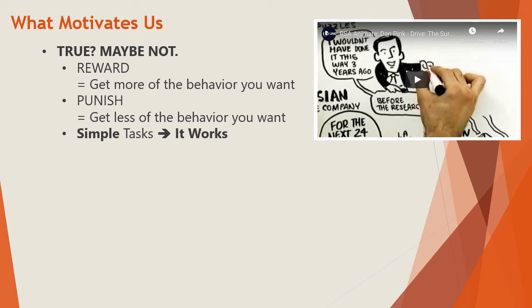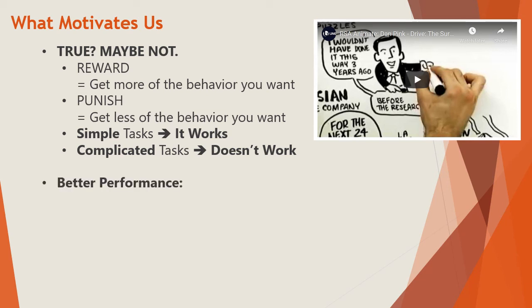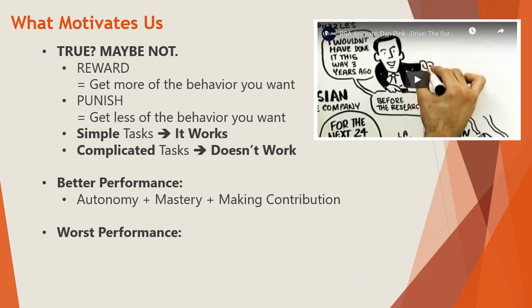He says, but this may not be always true, that in simple tasks it does work, but in complicated tasks it doesn't work. And the definition of those you need to watch to see what he means by simple tasks and complicated tasks. That better performance, especially as we move up the chain of tasks, comes from autonomy, being able to work independently, mastery, becoming better at something, and then making contribution. That there's something altruistic or giving about what we're doing that's benefiting maybe perhaps more than the bottom line.